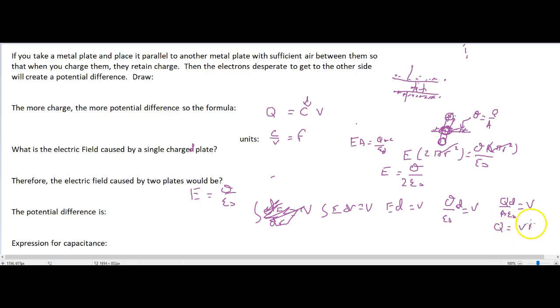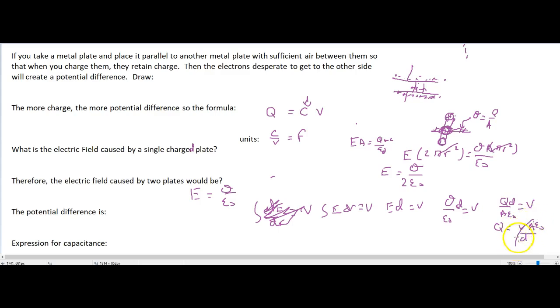I get VA over D. And is my E naught on top or bottom? My E naught would be on top. Agreed? All right. And so this should be my expression for Q equals V A E naught.